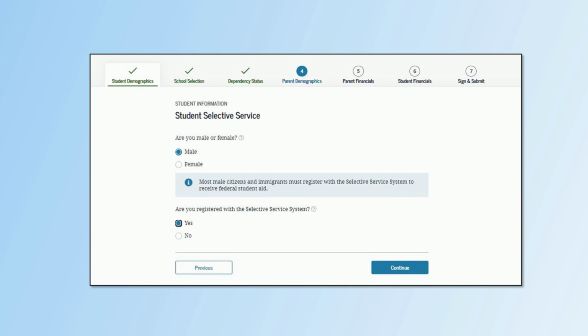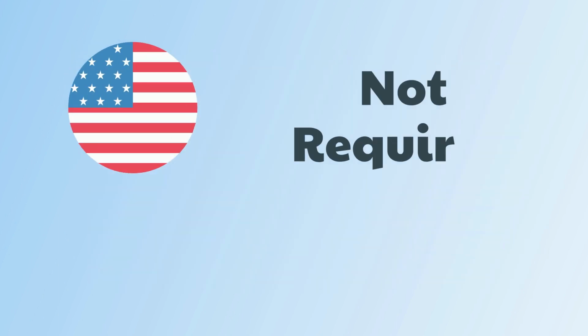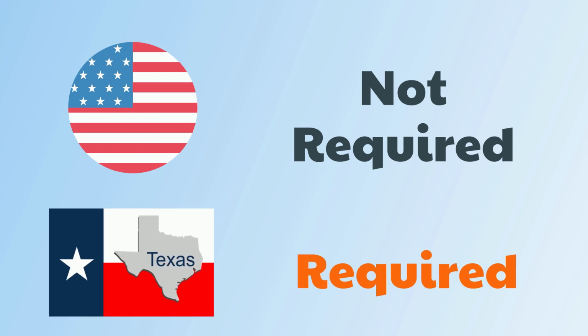Next is the Student Eligibility section. If at the time of birth you were assigned the sex of male and you are completing the FAFSA for the first time, the FAFSA will ask if you're registered with Selective Service. If you're not yet registered, you can use the FAFSA to register. You do not have to register for Selective Service to receive financial aid from the federal government. However, it is still a requirement to receive state grants, such as the Texas grant.